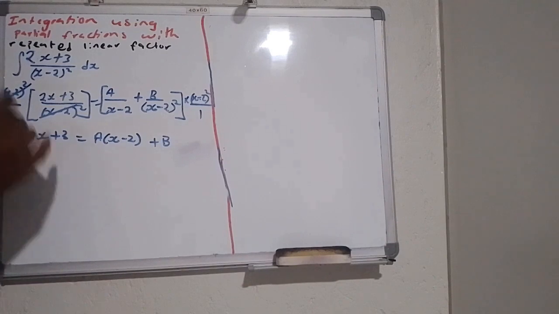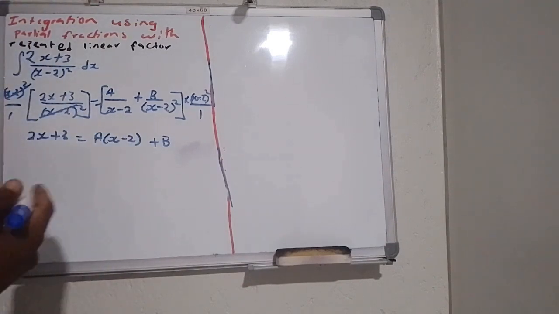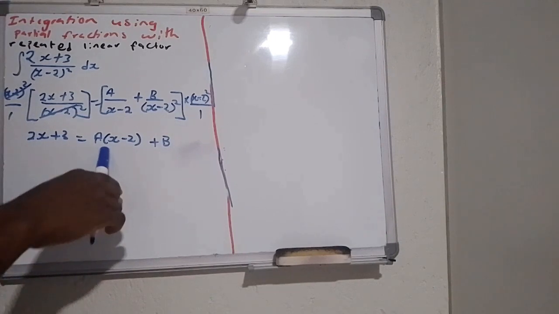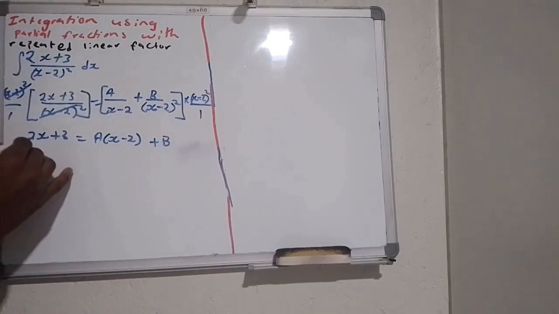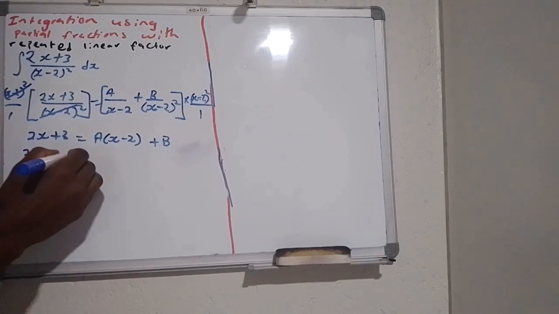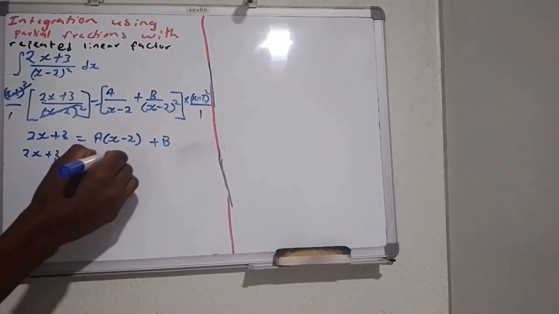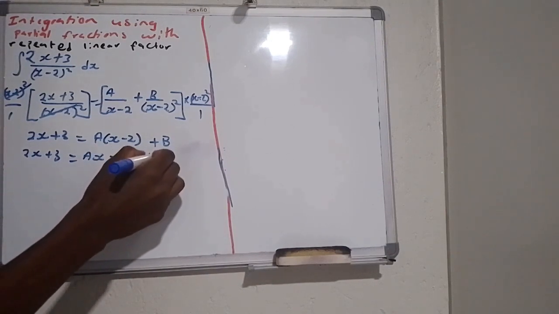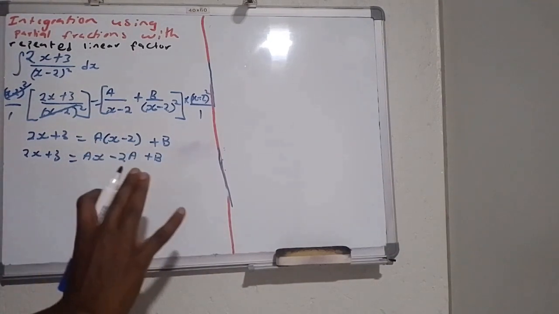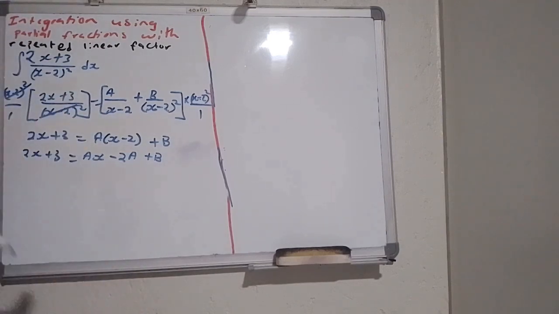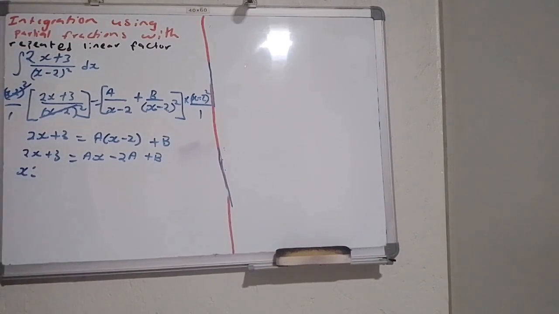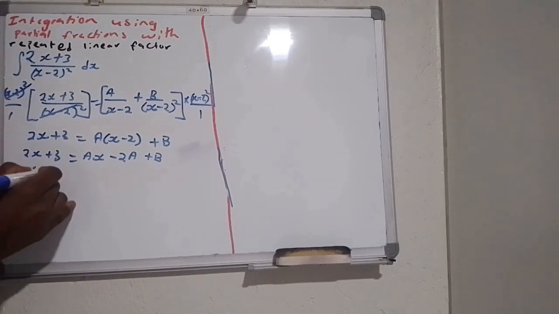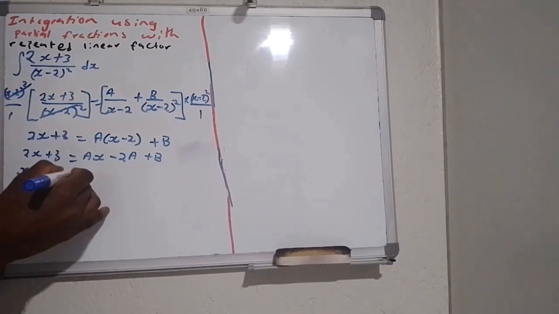Now, I need to get the value of A and B. If I let x equal 2, I'm going to get the value of B only. What about the value of the other one? How am I going to get it? So what I'll do is expand. I'll have 2x plus 3 equals Ax minus 2A plus B. Now, I'll take everything that is x. It means I'll have 2, which is equal to A.